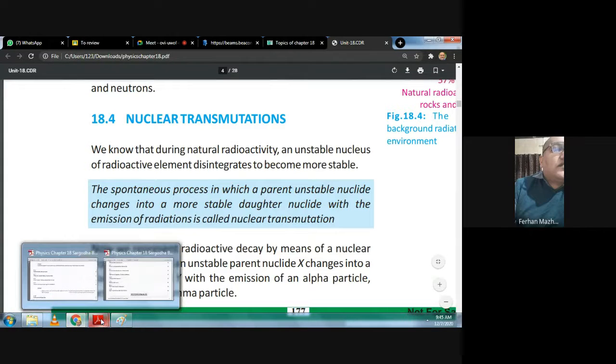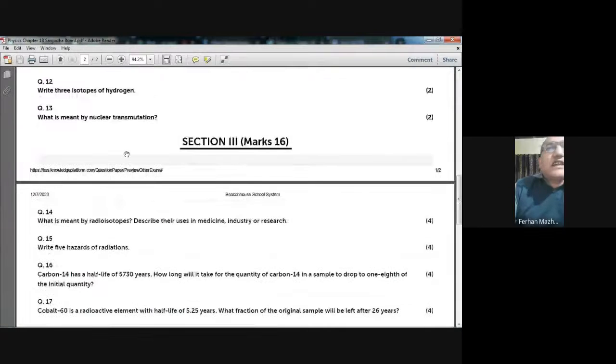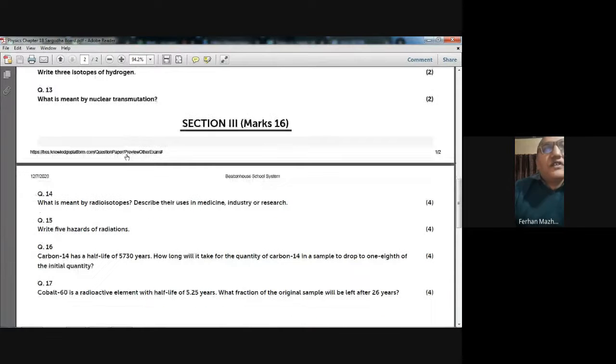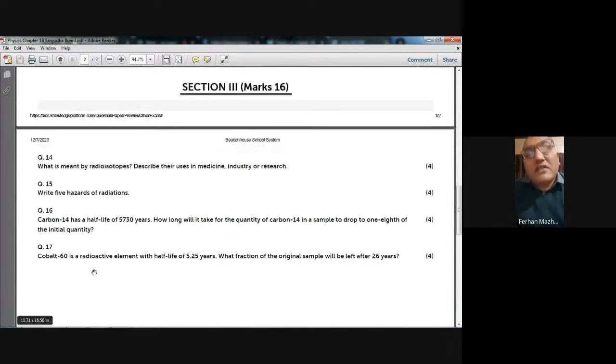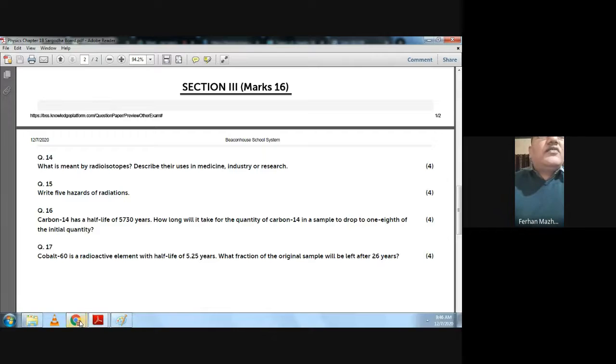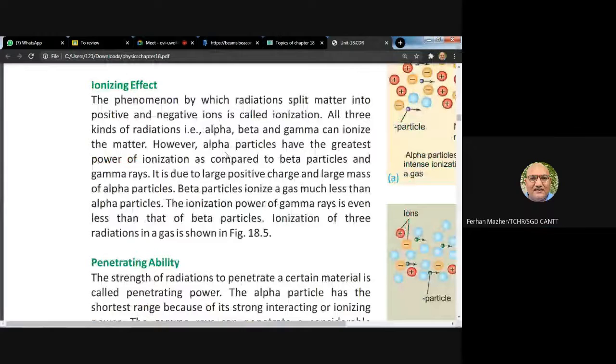Next part is section number 3. There are 16 marks, and the first question is of 4 marks, and he says, "What is meant by radioisotopes? Describe their uses in medicine, industry or research." Radioisotopes, now this is a long question, okay? So let us see in the book. We have here the topic of radioisotopes.